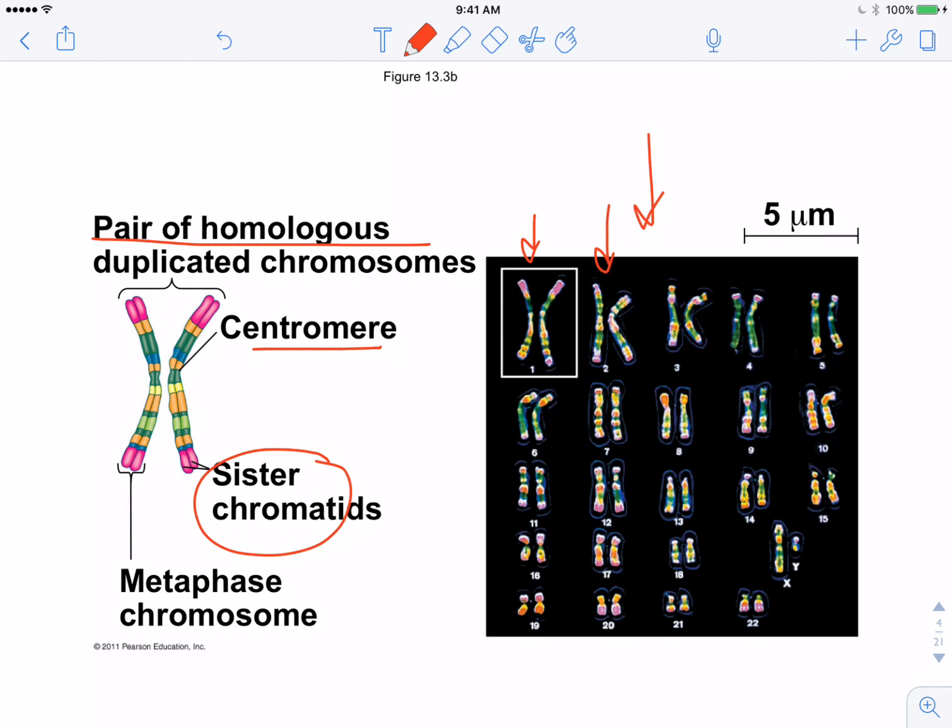But for this pair, if you think about it, one member of the pair you got from mom, and the other member of the pair you got from your dad. Those are the symbols for female and male. So while they are both chromosome 1, they came from 2 different individuals, so they are similar, but not identical. So homologous chromosomes are similar, but not identical.